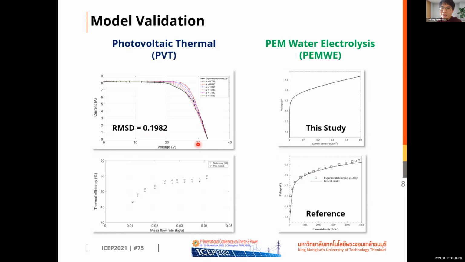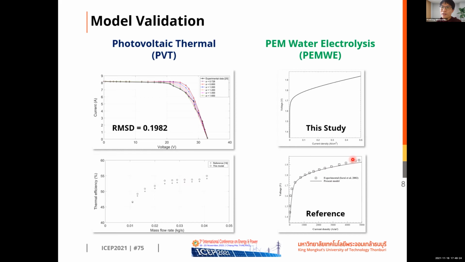Then we validate our model by using previous analysis results to check that our model works well. This is the IV curve of the PV, which is very close to the actual result here. And this is the trend of the thermal efficiency. This is the characteristic curve of the PEM water electrolysis, which is very close to the experimental one.